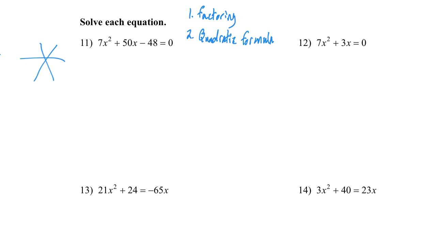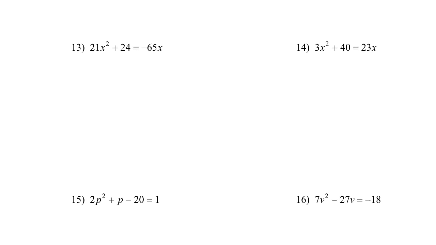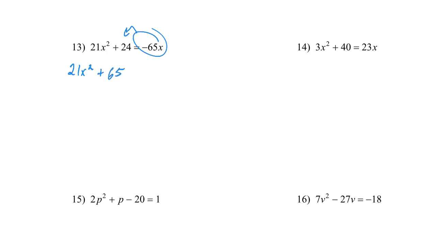Now remember, it has to be equal to 0 first, no matter which way you go. And then once it's equal to 0, you factor and set the factors equal to 0. So like number 13, let's do that one instead, because it's not equal to 0. So I'm going to move that negative 65 over, and it's negative 65x, so it's my b term. So I'm going to put it in the middle, the 21x squared, and then positive 65x, because the sign has to change, plus 24, and now it's equal to 0.